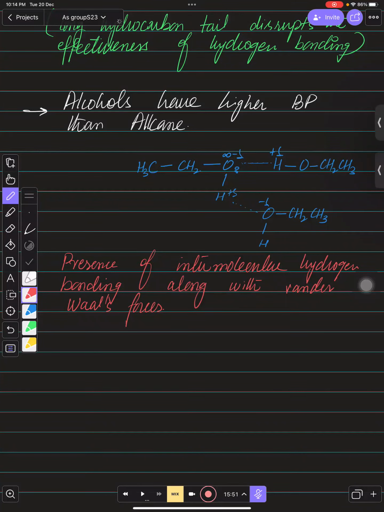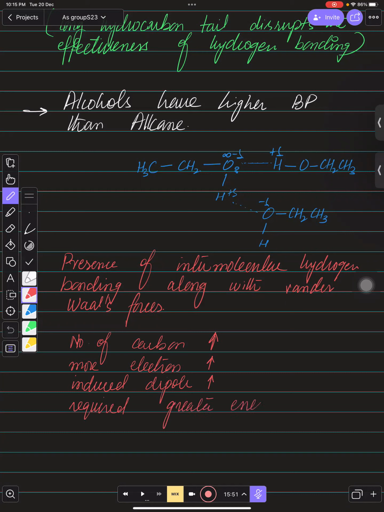So you can even say that the boiling point increases as the number of carbon atoms increases, because when the number of carbon increases there will be more electrons, hence there will be more induced dipole, then we require more energy to overcome. So one more reason is that when the number of carbon increases, more electrons increase, there will be more induced dipole over there, and we require greater energy to overcome.